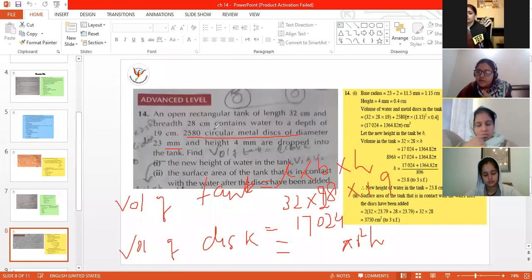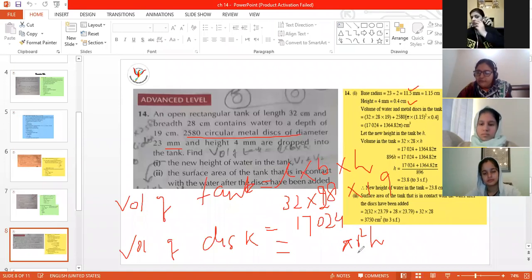We simply convert this millimeter into centimeter. In order to convert millimeter into centimeter, we divide it by 10. It is very clear that we divide it by 10. 23 when divided by 10 will become 2.3. Yes, Zaina. Ma'am, its radius will be 1.15. Yes, definitely, 1.15 centimeter. Now, as we have converted this base radius and height into centimeters, we simply put the values over here.